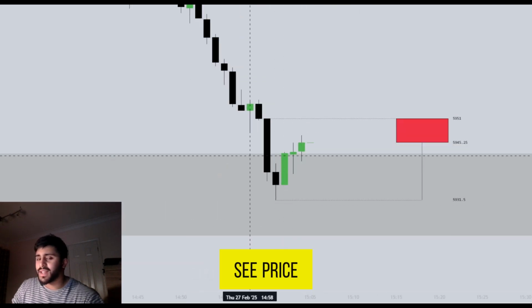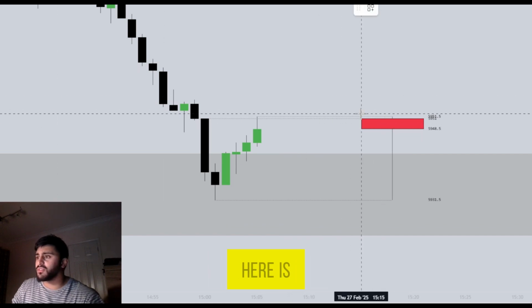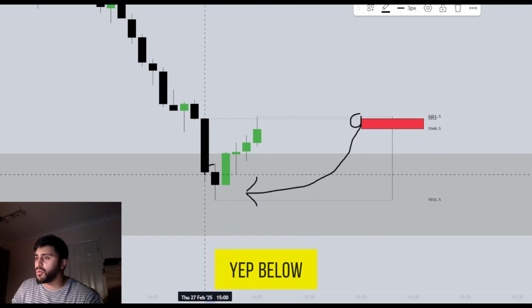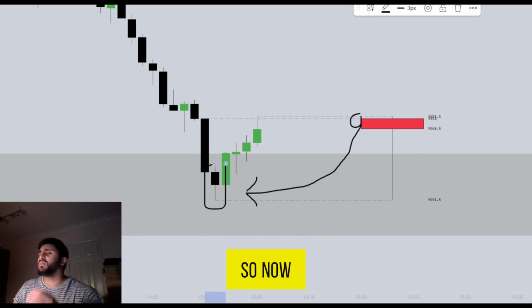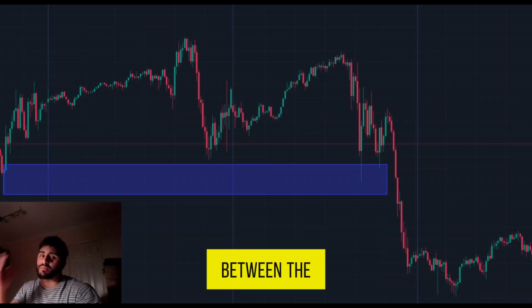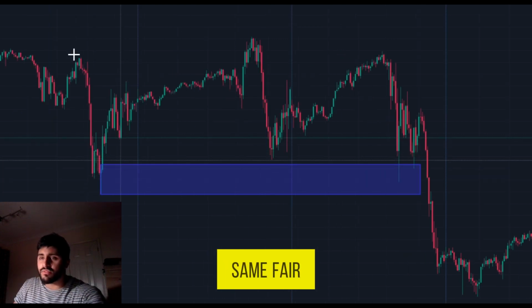So we see price tapping into this area and we're below the 10 a.m. Eastern. So what you see here is the 10 a.m. Eastern, and price has reacted off this fair value gap below the 10 a.m. Eastern. So now when we go over to the footprint charts, the footprint charts give us an indication between the buyers and the sellers. We have the same exact price action over here, same fair value gap.